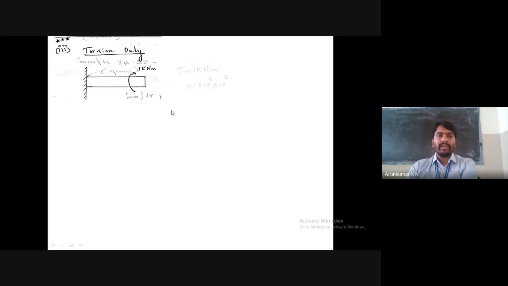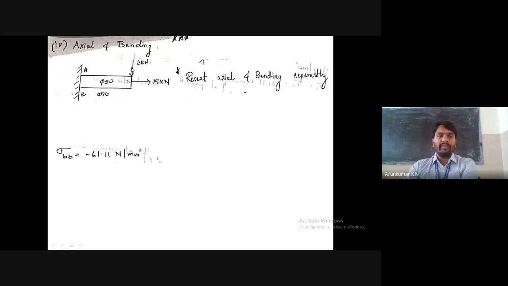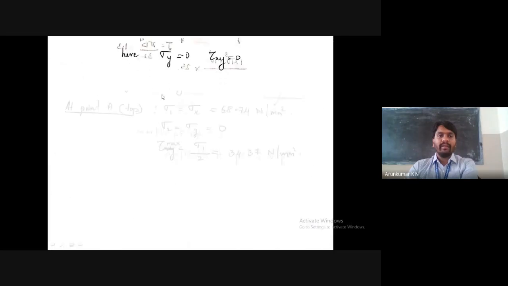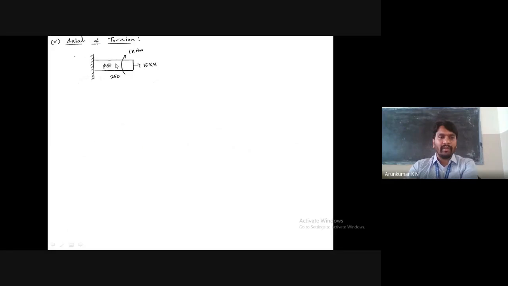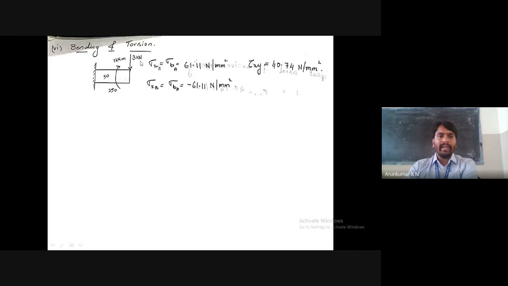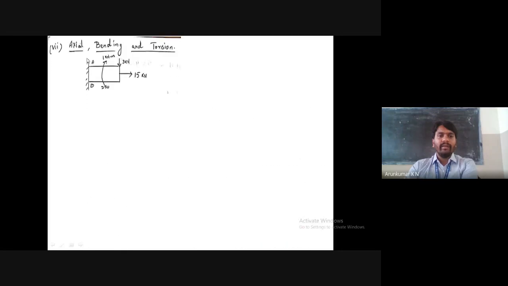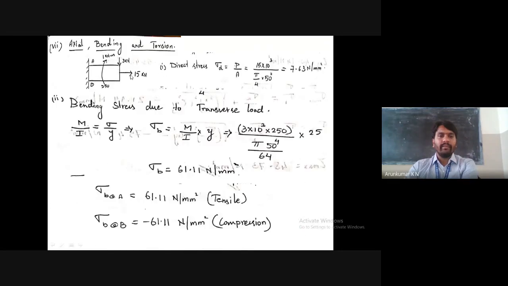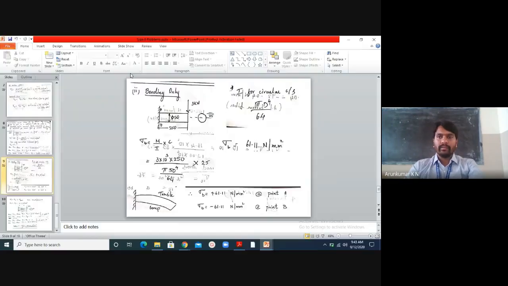In the next class I will go with the torsion and the combination of axial and bending. This is a problem that will appear in the examination. Combination of axial and torsion will appear for 14 marks. Lastly, bending and torsion, and lastly the combination of all three. Now I will continue in the next class.